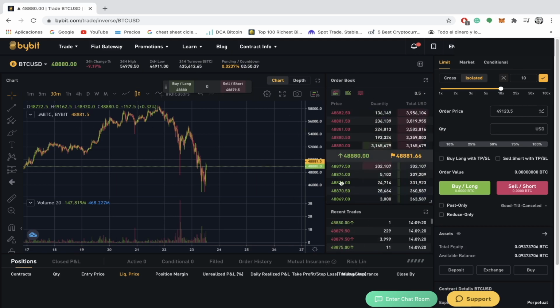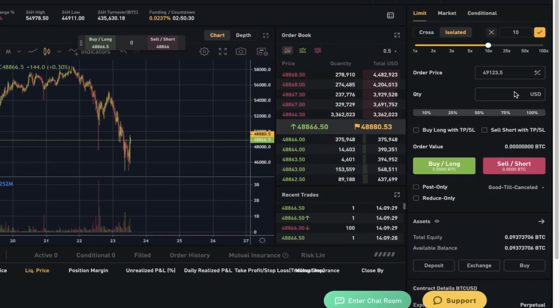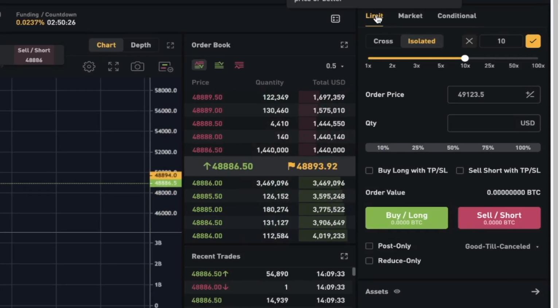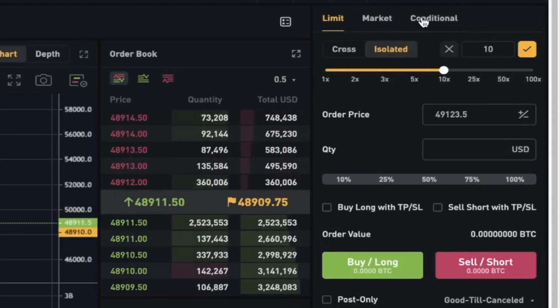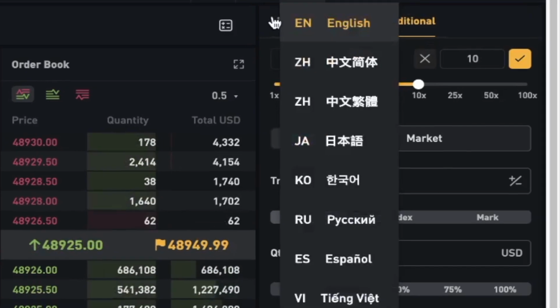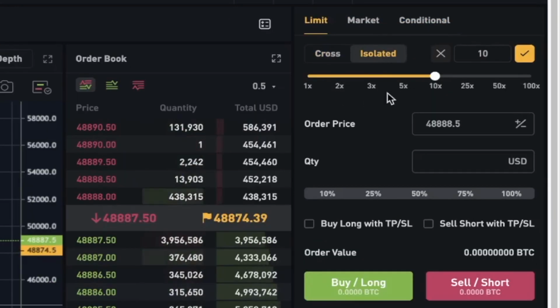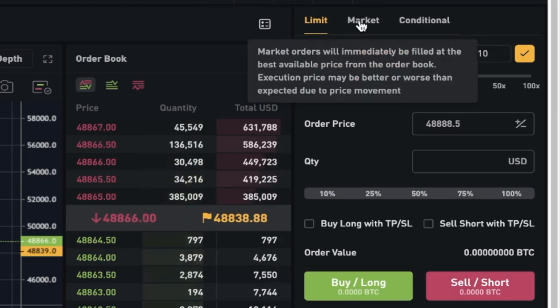Here we have the order book. You can see all of the trades here being placed, the bids and the asks, also the recent trades that have been executed. And here at the right side is where you are going to execute your trade. We have limit order, market order, and conditional order. We're going to go through the three of them. Also, we have cross margin and isolated margin. I'll explain that after explaining limit order and market order.